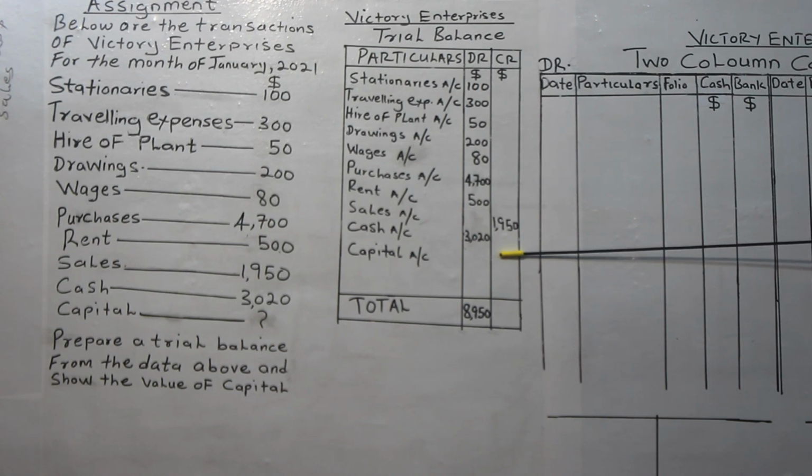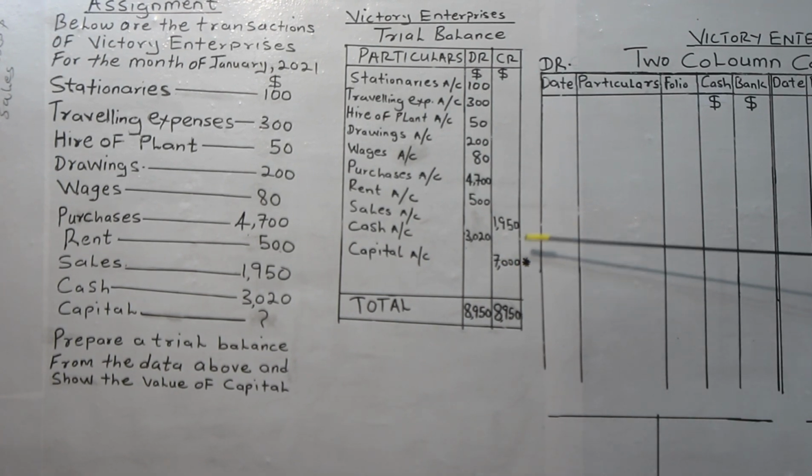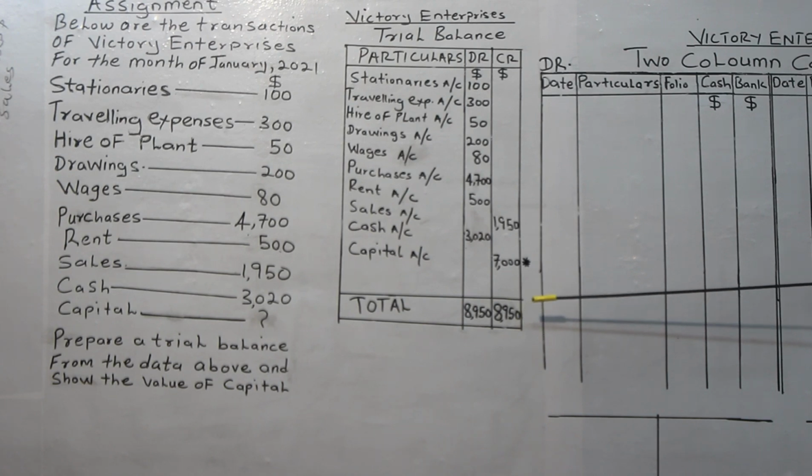And when we add the 7,000 here, you will discover that the two sides of the trial balance will now become the same. So we now have that the capital, which bears the asterisk, is 7,000. So if we add 7,000 plus 1,950, it gives us 8,950. That gives us the equality of the trial balance.